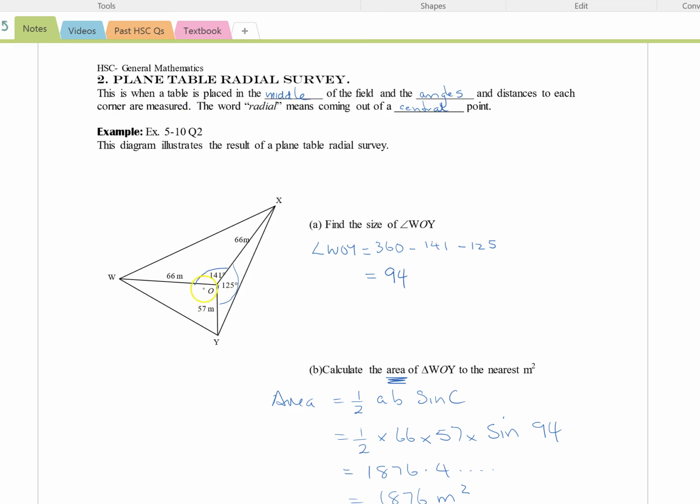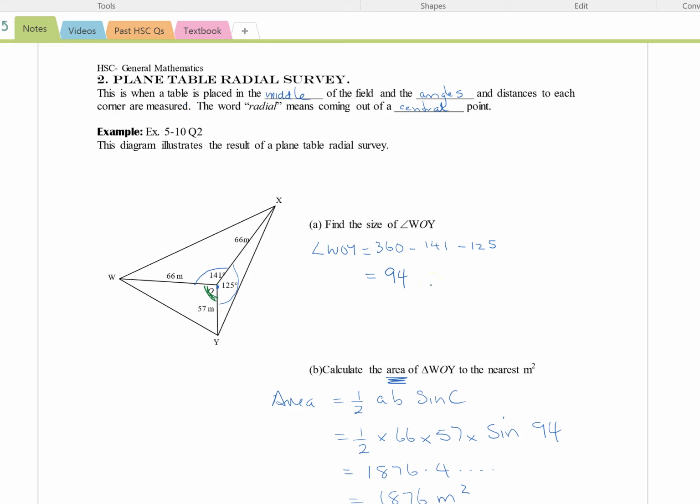Then there's just one more angle that you're not given the value of, but you're able to calculate it because you know that all the angles at a point add to 360 degrees. So that's what part A asked you to do, to find the size of WOY. WOY traces out this angle here. Now, WOY would simply be 360 take off the 141 and the 125, and that gives you 94 degrees.